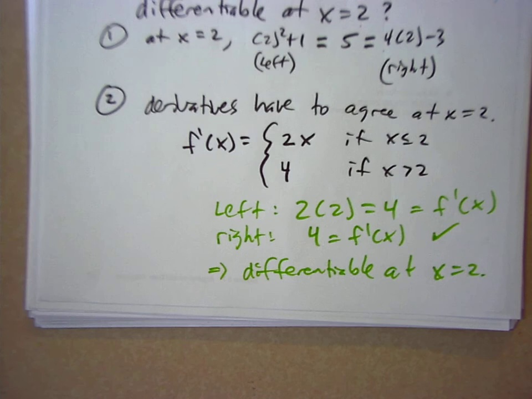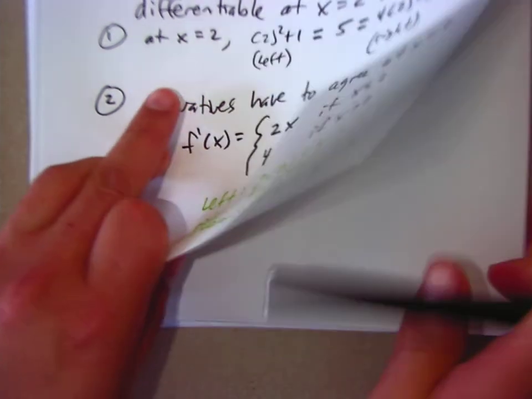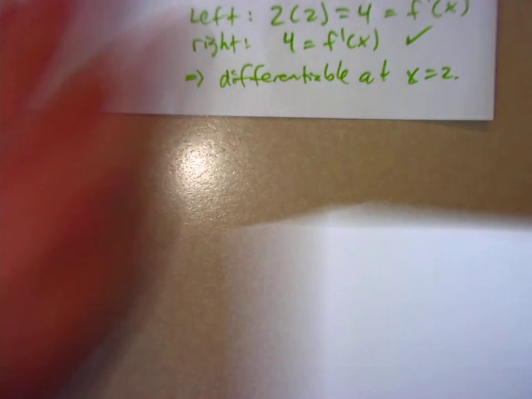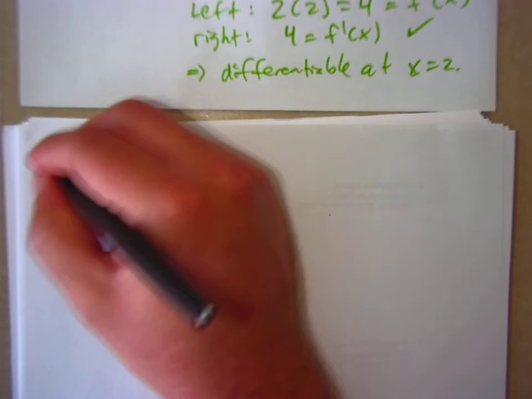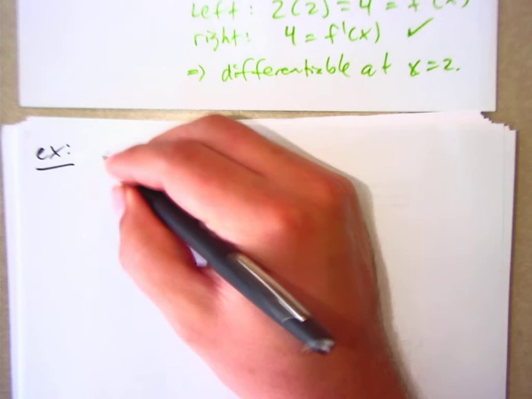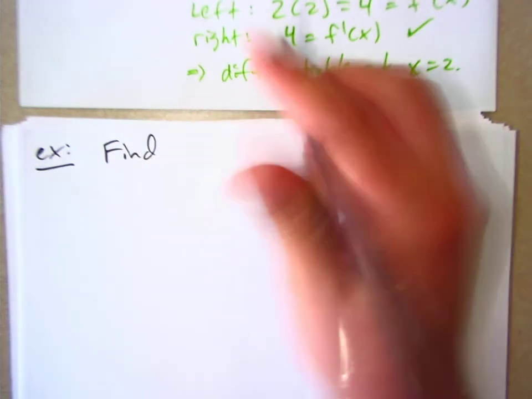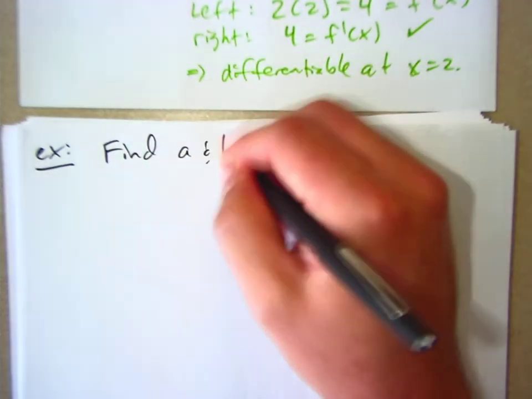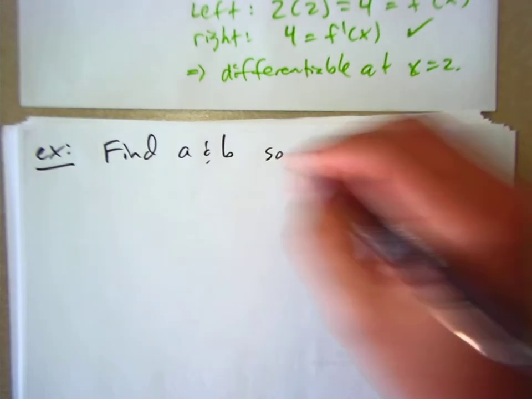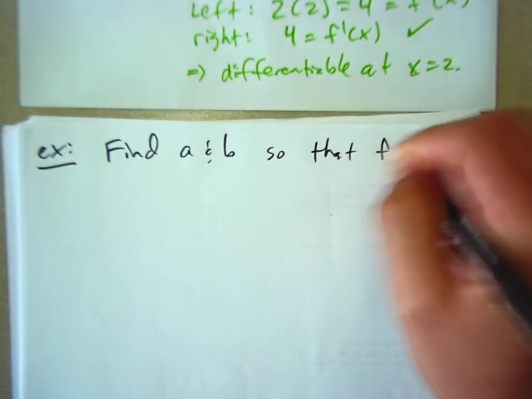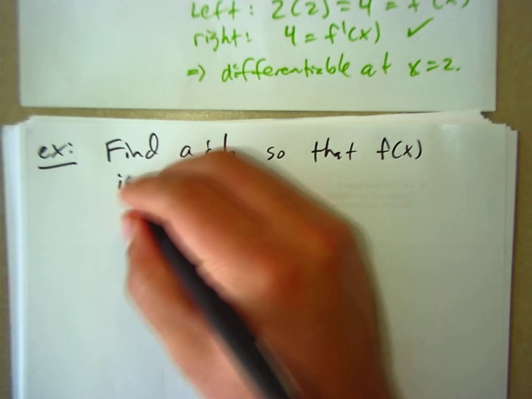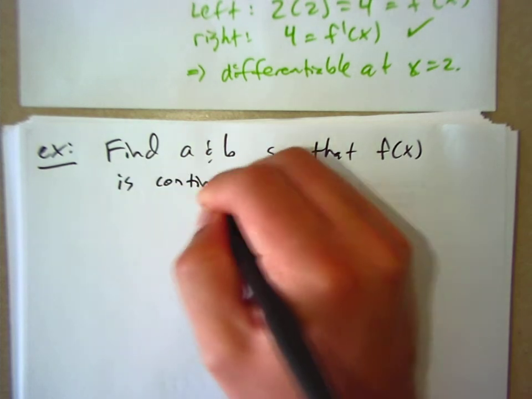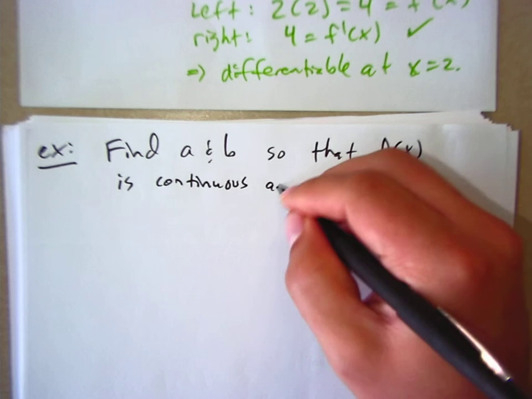All right, we're going to do one more example. We're going to step things up a little bit and work backwards. So let's go ahead and find a and b so that f of x is continuous and differentiable.